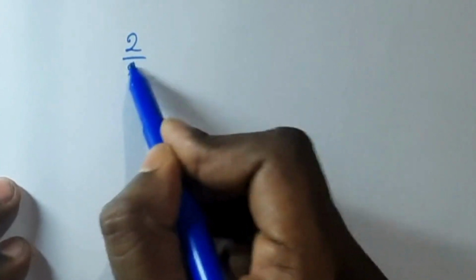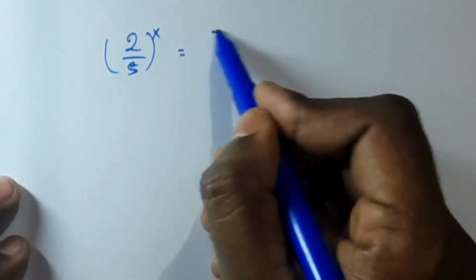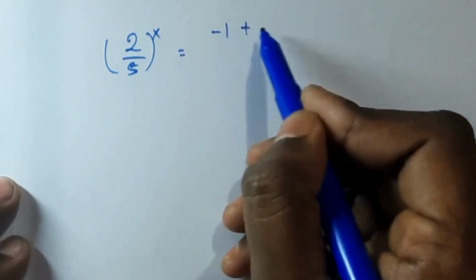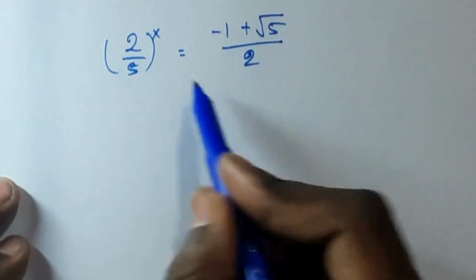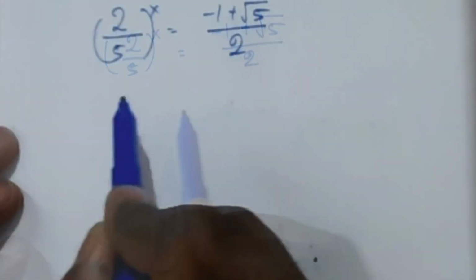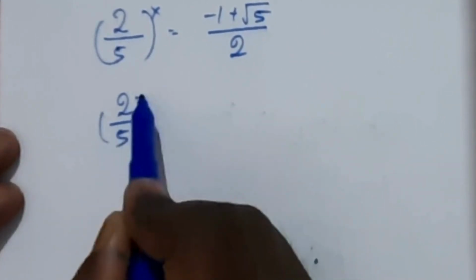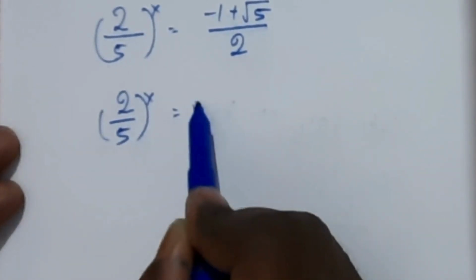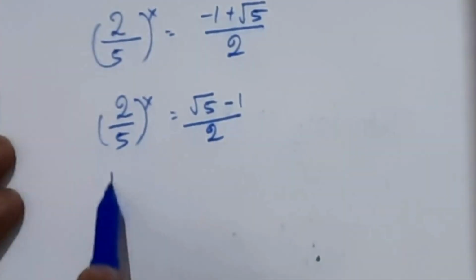Now we are going to take 2 by 5 whole power x equal to minus 1 plus square root of 5 by 2. This looks like a positive number, so we are going to use this number. You can write this as 2 by 5 whole power x equal to square root of 5 minus 1 by 2.